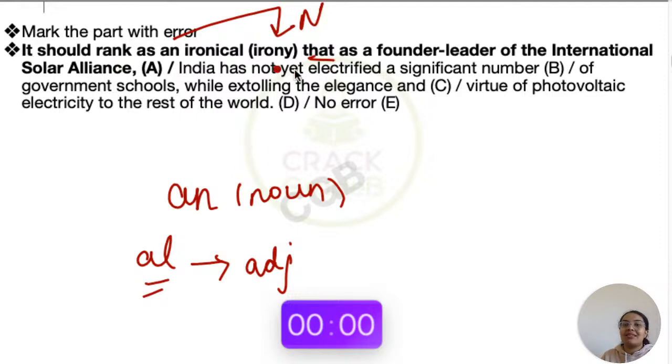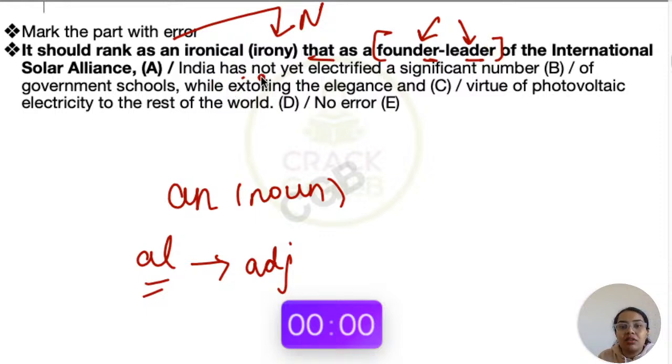It should rank as an irony that a founder-leader of the international alliance. Now, founder-leader is like, this person has two titles. He is the leader, also the founder. That's why हम इसको ऐसे dash लगाकर compound noun बनाकर use कर रहे हैं.